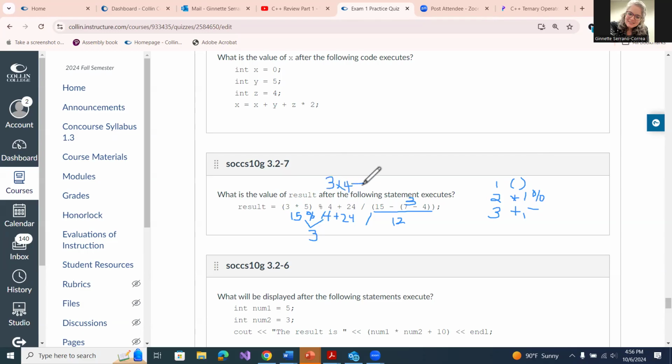Not this 3 here, but just 3 times 4 is 12. How many times does 4 go into 15 evenly? 3 times, remainder of 3. And then next we're going to do division. So we're going to divide 24 by 12. That will give us 2. Then we add the 3 and the 2 because that has the last priority. So our answer would be 5.